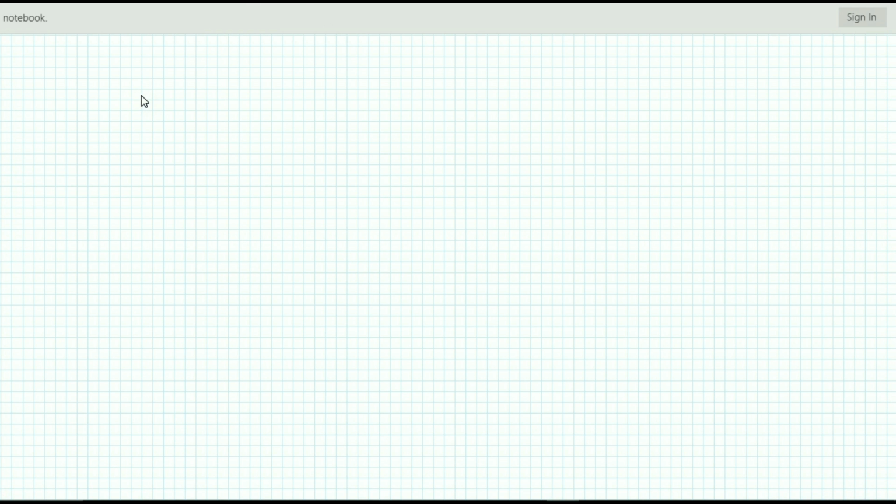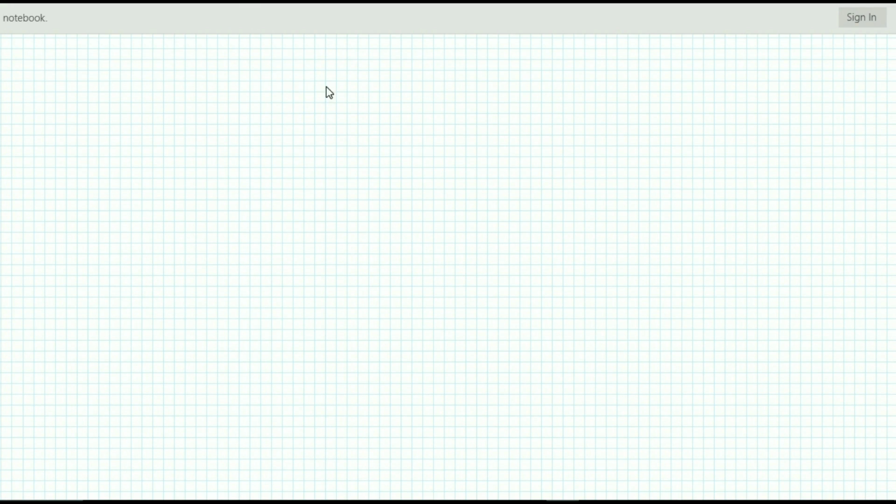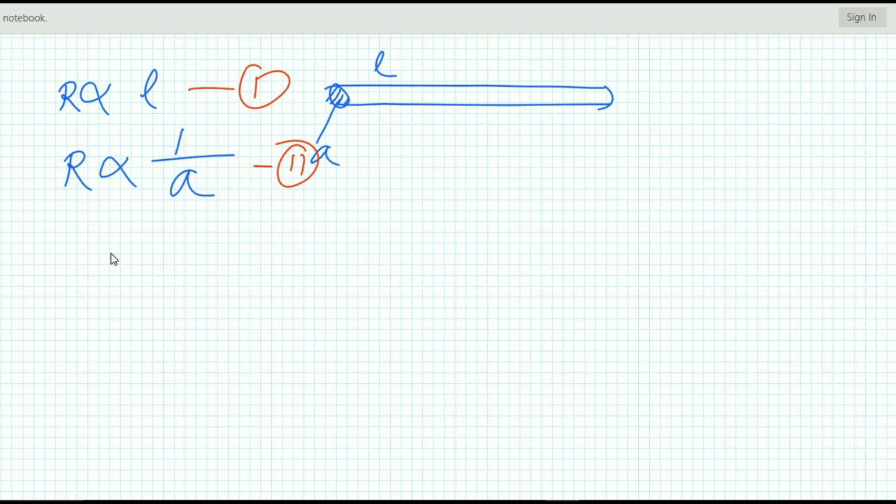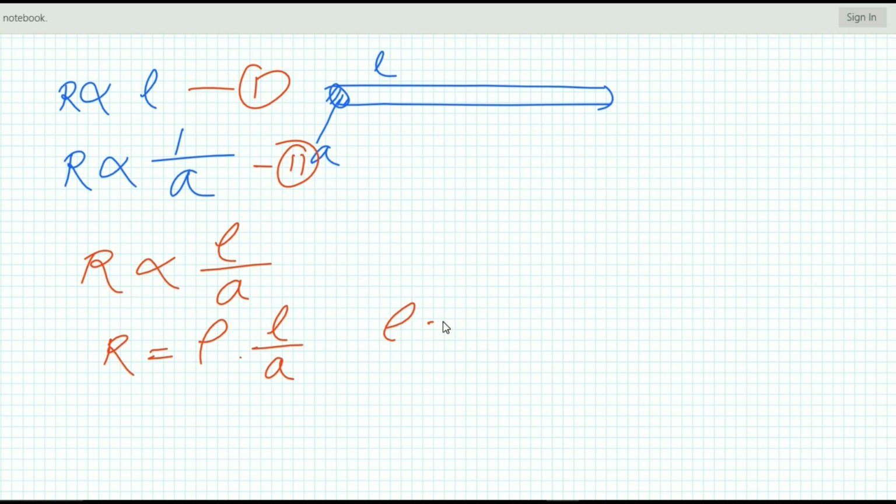Okay students, now I will show you the calculation part of resistance, okay. A conductor has two main dimensions. One is length, okay, and another is area of cross section, okay. So we know that resistance is directly proportional to the length of the conductor, and resistance is also inversely proportional to area of cross section of the conductor, okay. If we combine these two equations, equation number 1 and equation number 2, we get that R is proportional to L by A, okay, or R equal to rho into L by A, where rho is a constant.